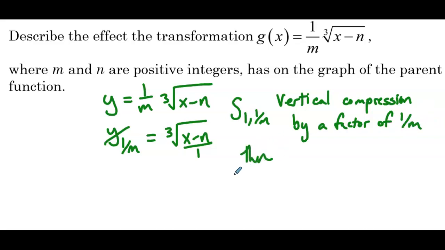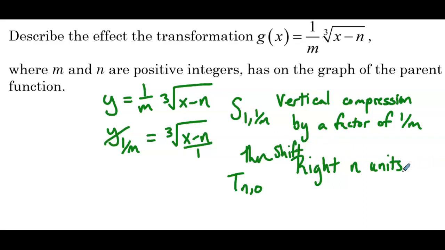And then that's followed up with a translation of n, 0. So n is positive, means we're going to be moving right n units, right? So a shift right n units, whatever n is. Okay, so that would be our description. A vertical compression by a factor of 1 over m, followed by a shift right of n units.